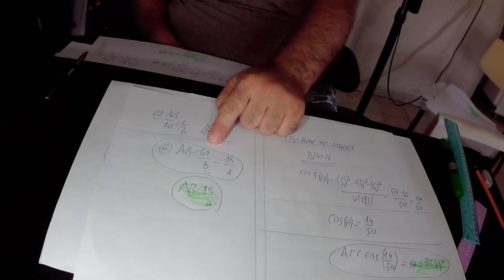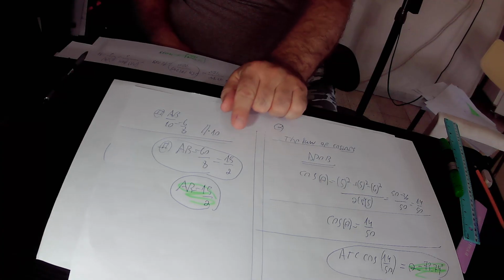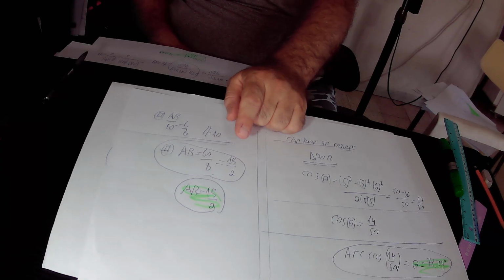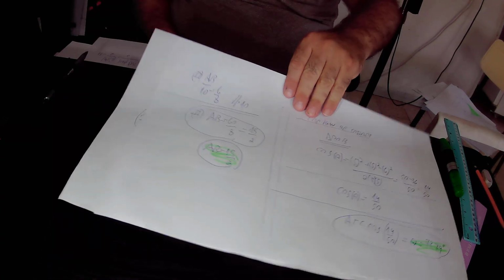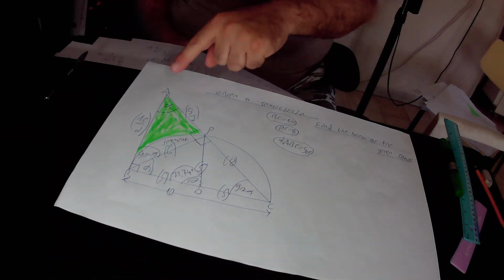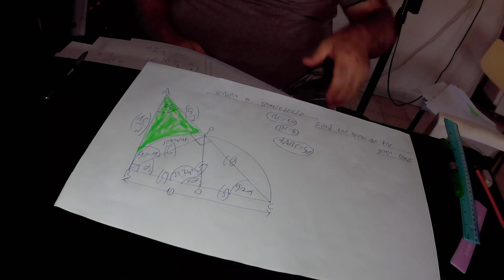Here we divide both the numerator and the denominator by 4. 60 over 4 is 15 and 8 over 4 is 2. So in total we find that AB equals 15 halves. This is side AB, which equals 15 halves units in length.